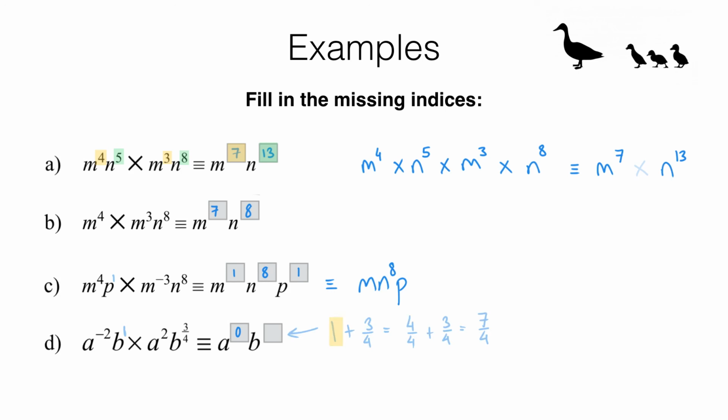Remember, 1 whole is 4/4. So 4/4 add 3/4 is 7/4. And there's our answer. We have filled in the missing indices.